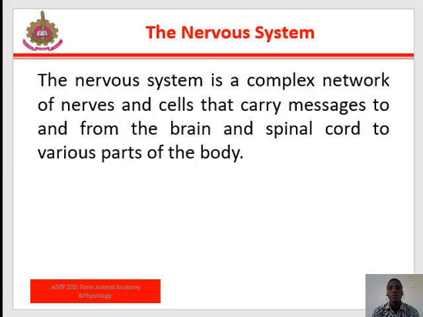The nervous system. The nervous system is a complex network of nerves and cells that carries messages to and from the brain and spinal cord to the various parts of the body. The nervous system includes both the central nervous system and the peripheral nervous system. The central nervous system is made up of the brain and spinal cord, and the peripheral nervous system is made up of the somatic and autonomic nervous systems.